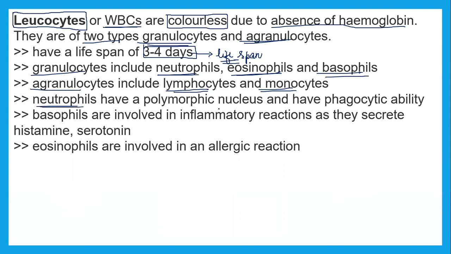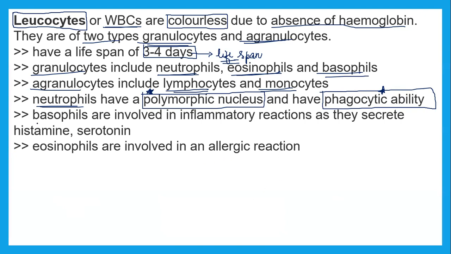Neutrophils have a polymorphic nucleus, very important. The type of WBC that has a polymorphic nucleus is the neutrophil. And what is their function? They help in providing a defense mechanism. They are phagocytic cells. They have the ability of phagocytosis. Neutrophils have a polymorphic nucleus and a phagocytic ability.